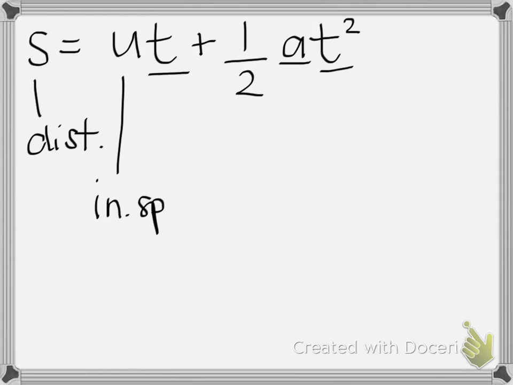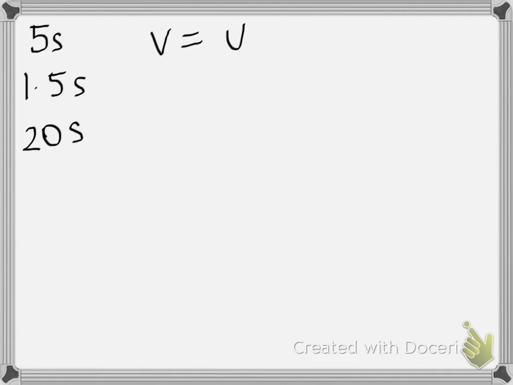So if I give you an example, so say I am in a boat and it's travelling at a speed of 5 meters per second. It accelerates at 1.5 meters per second squared for 20 seconds. So first I want to know what v is. So v equals u plus a times t.